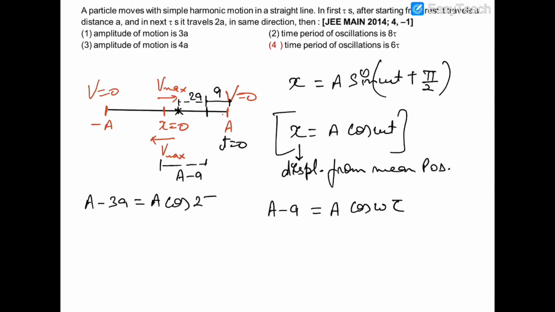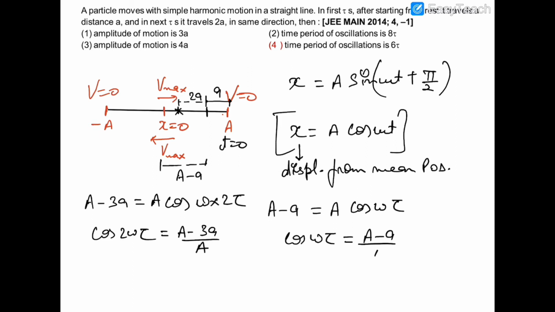2 omega tau. Okay, so this is the equation of SHM in the second case. Now cos 2 omega tau can be written as A minus 3a by A, and cos omega tau can be written as A minus a by A.